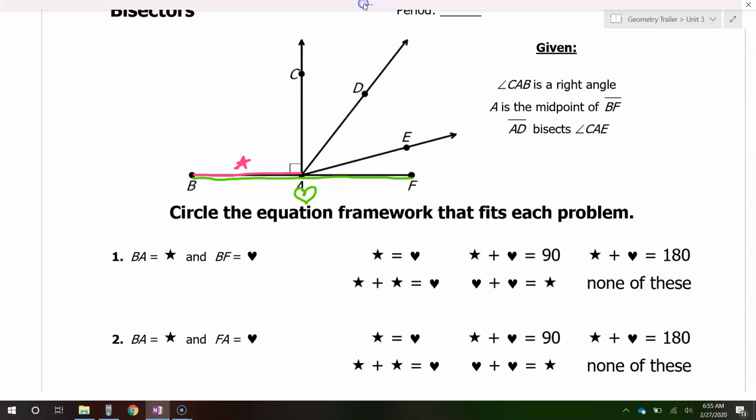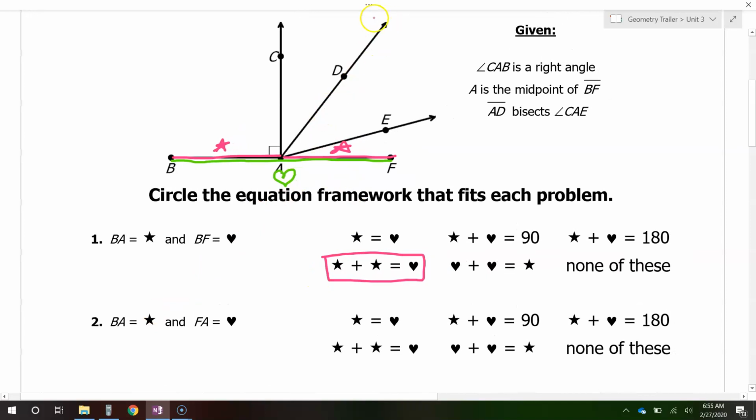How about this one, though? This seems like it's going to be true. Because if this is star over here, BA, then this will be another star over here. Those two will be the same. So star plus star is going to equal the heart. That's a true statement. Part plus part equals whole. How about the next one?